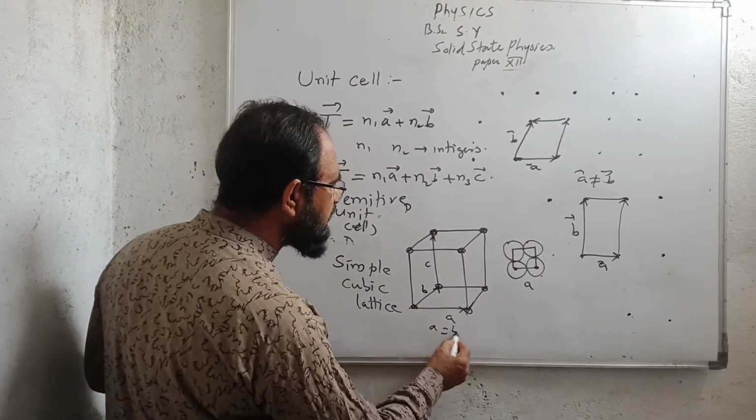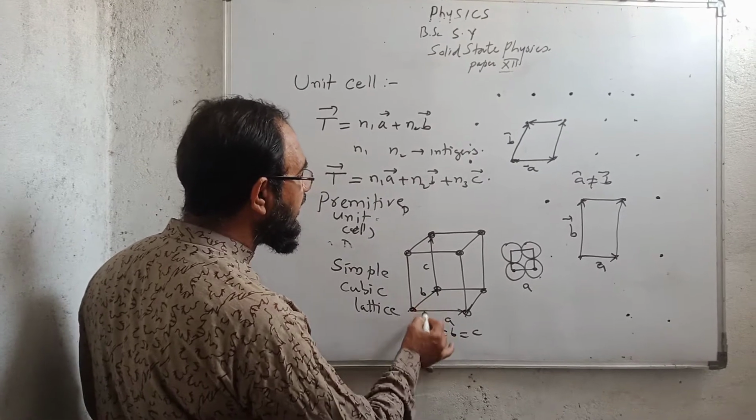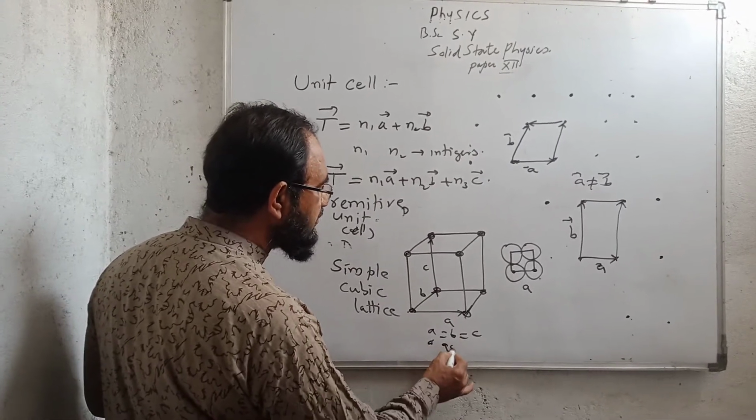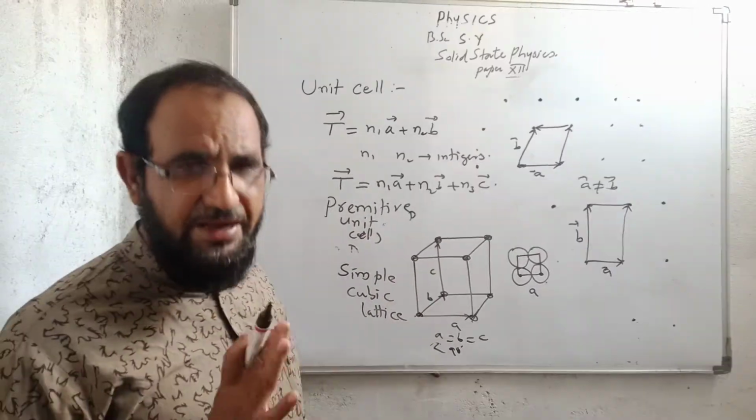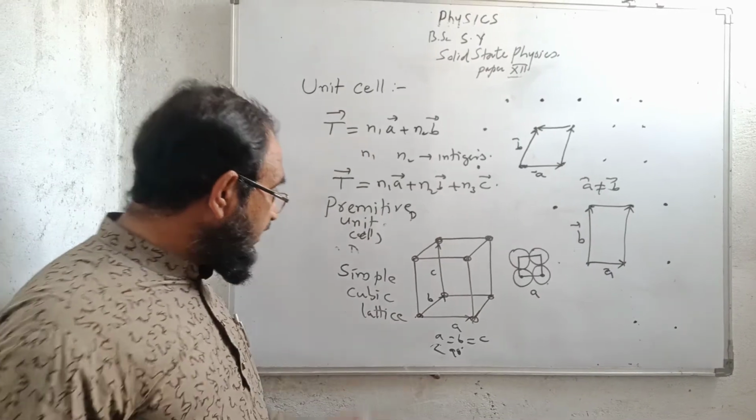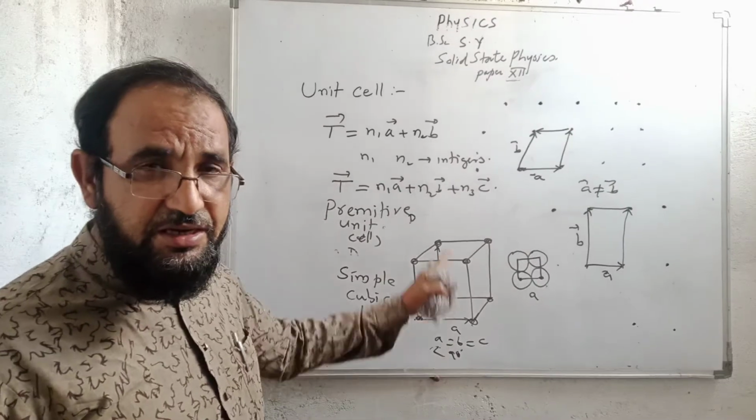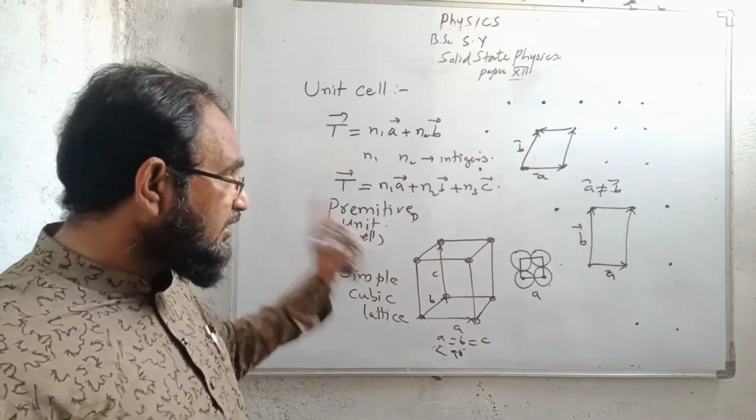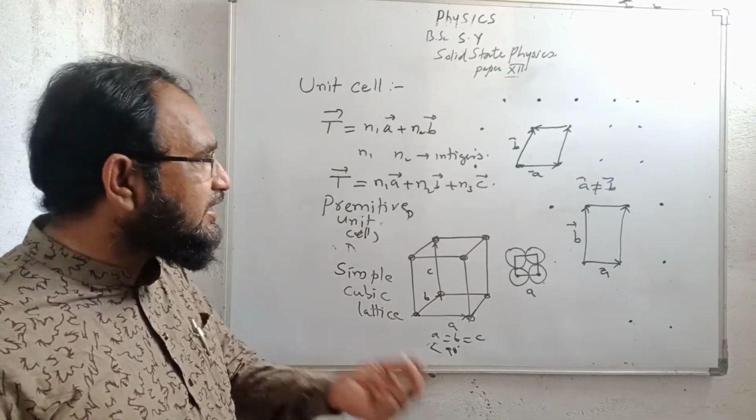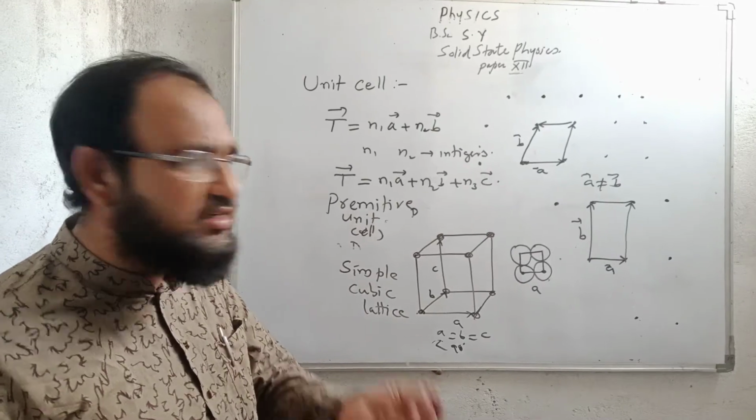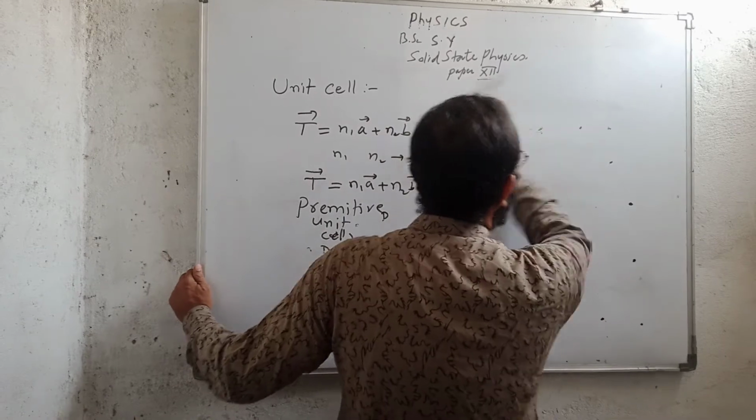If A is equal to B equal to C, and the angle between A and B and C is 90 degree, means each angle is 90 degree, then we say that it is a simple cubic lattice. And it is a primitive unit cell in three dimension. Now there may be a body centered or face centered unit cell, and we can draw the face centered or the body centered unit cell in this way.